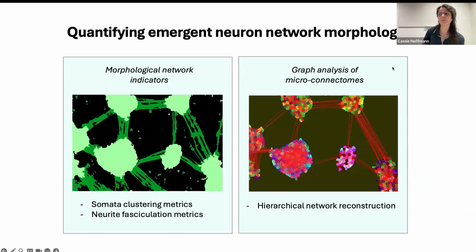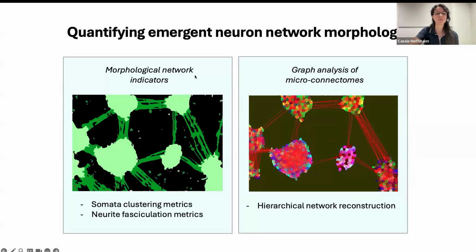So as I said, that led me to want to quantify the actual degree of self-organization of these cells. I did that by quantifying the network morphology, and I did that in two ways. First, general morphological network indicators like neurite fasciculation and somata clustering, and also through building microconnectomes. These are network graphs generated by mapping the somata to nodes and the neurites to edges. This is now a formal mathematical object, so you can actually study its topology through graph theory.